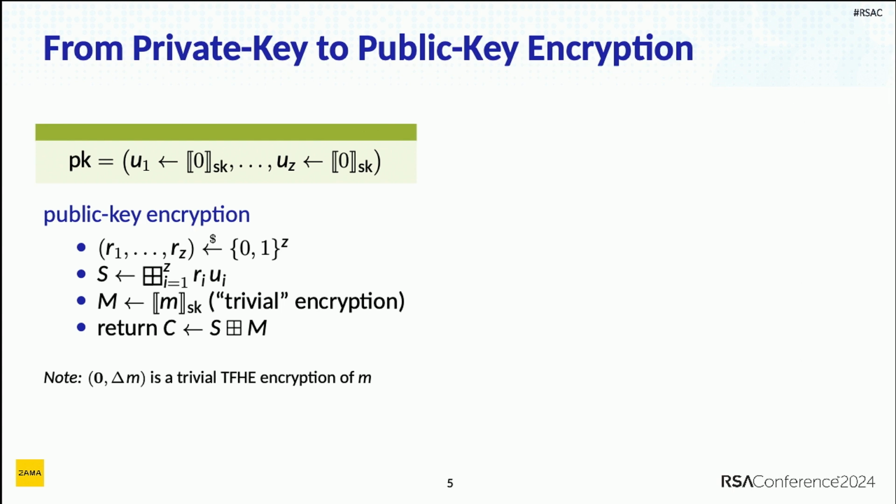Then you compute the linear combination of those public key elements here. Then you compute what is called a trivial encryption of message M. Trivial encryption in this case means that you don't have to know the secret key to encrypt. And this is easy in the case of FHE.